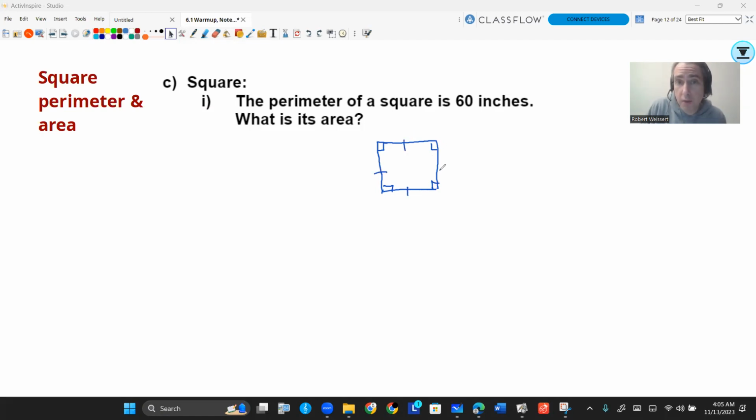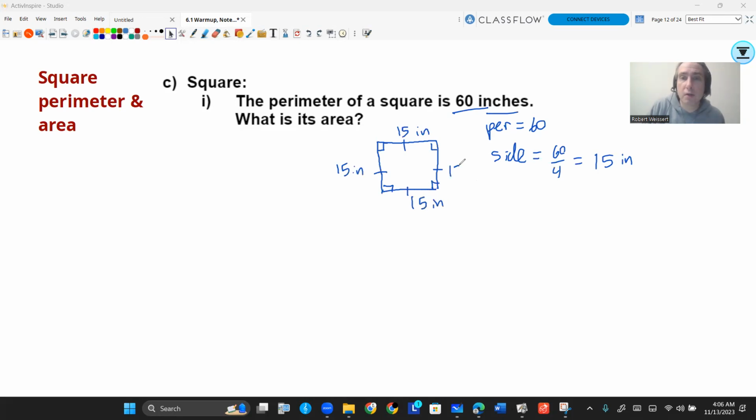All four sides are equal, all angles are 90 degrees. I know the perimeter is 60. What does that allow me to do? Well, if all four sides are equal, then one side should be 1/4 of the perimeter. So I can take that 60 and divide by 4. 60 divided by 4 is 15. Since my units are in inches, each side is going to be 15 inches.